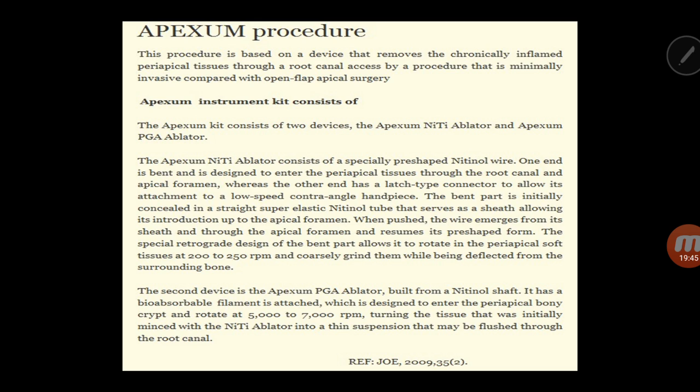So people who are preparing for AIIMS can ask this as a diagram based question. This is actually an Apexum procedure. It's an instrument which is made up of nitinol. So there are going to be two instruments: one which works at a speed of 200 to 250 rpm, and a second which works at a speed of 5000 to 7000 rpm.